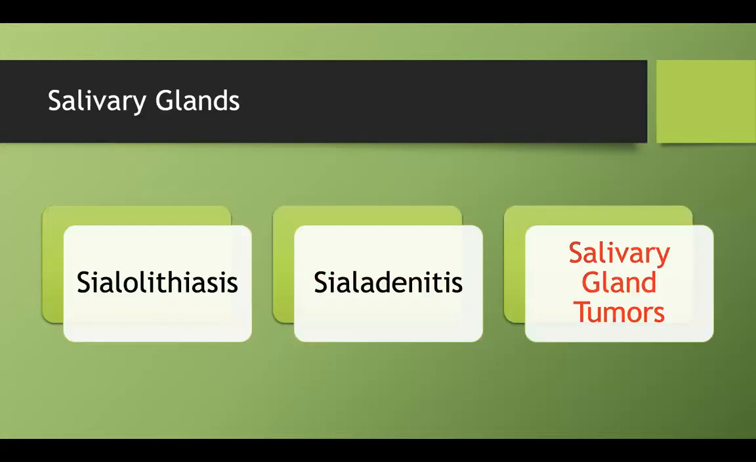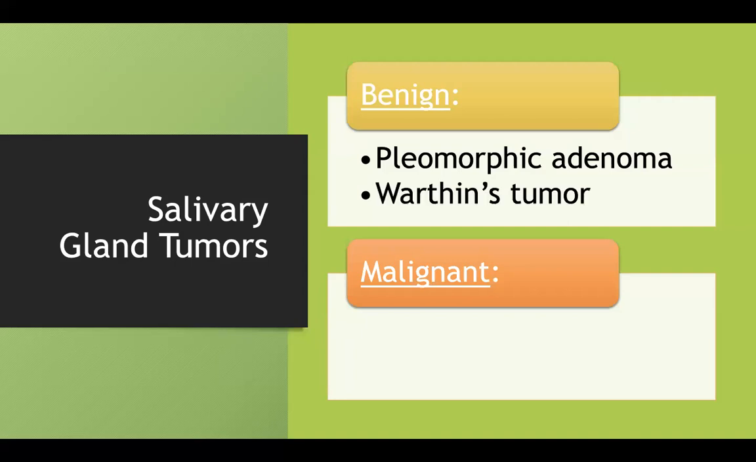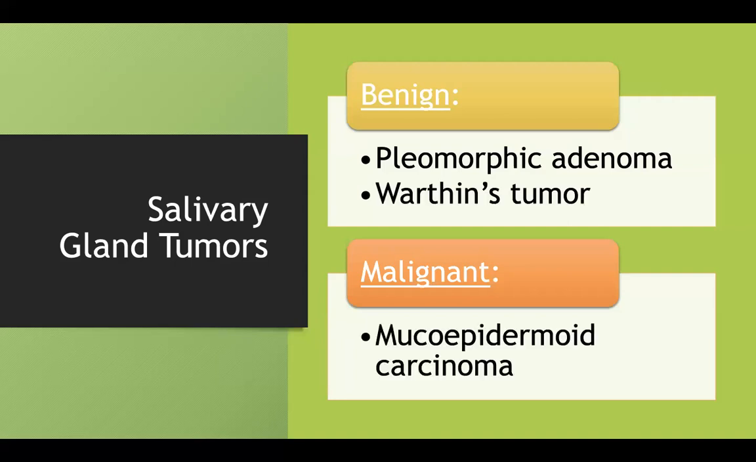Okay, last section here, we're almost done. But if you're taking the GI unit, this is probably the high yield section that I would pay attention to. There are only 3 tumors I need you to know. There are 2 benign ones: pleomorphic adenoma and Warthin's tumor. And for malignant tumors, there's mucoepidermoid carcinoma, okay?